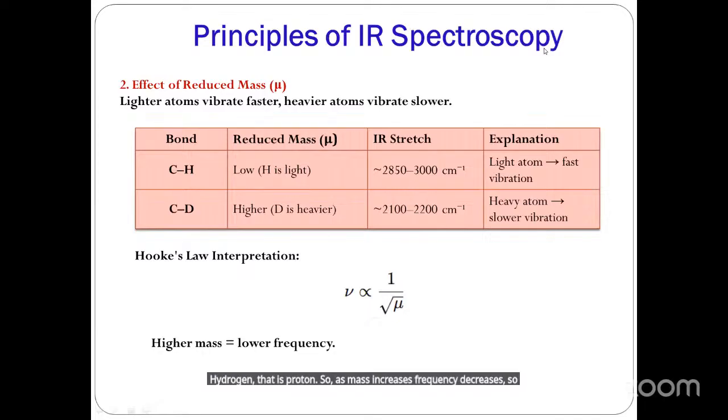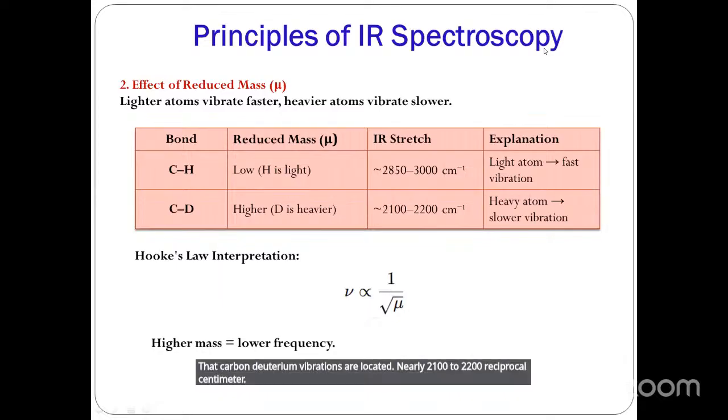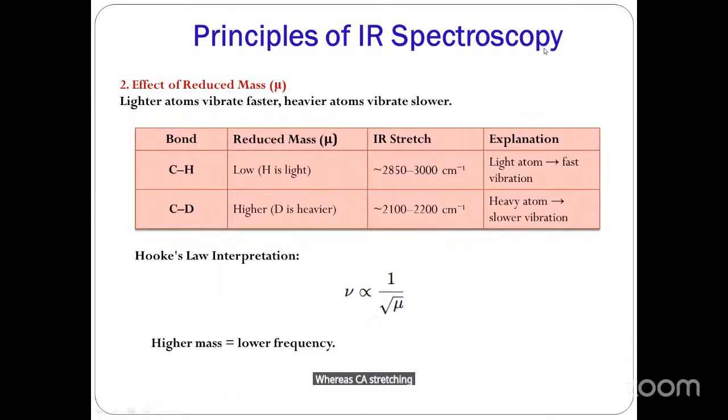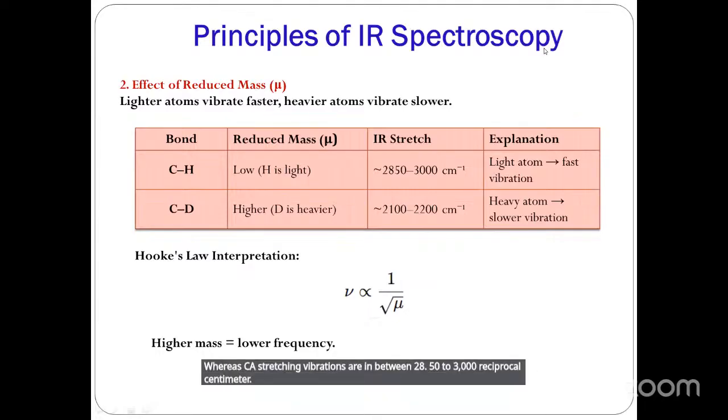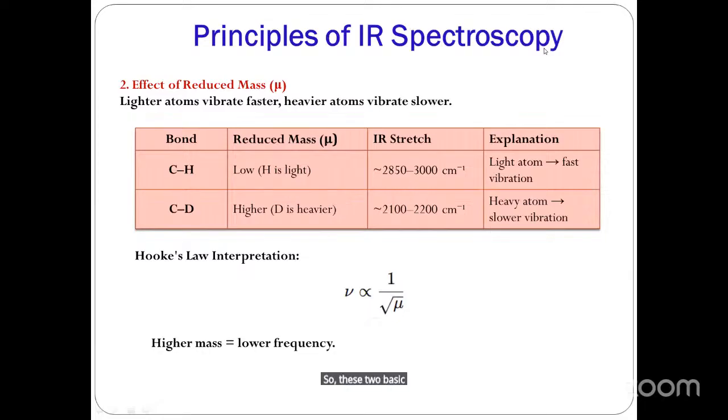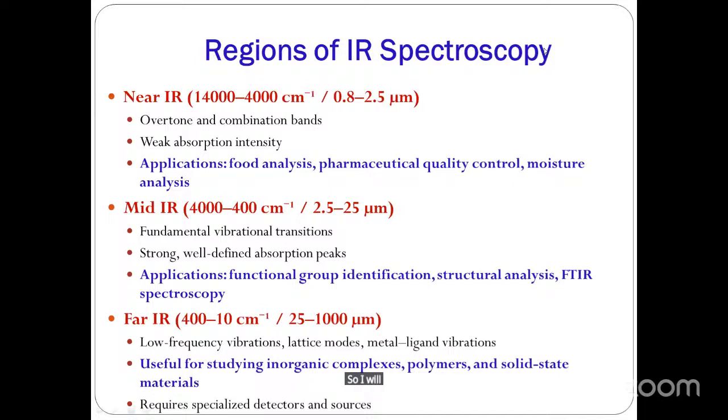So you can see that carbon deuterium vibrations are located nearly 2100 to 2200 reciprocal centimeter, whereas CH stretching vibrations are in between 2850 to 3000 reciprocal centimeter. So these two basic theories we already know. So I will go further.